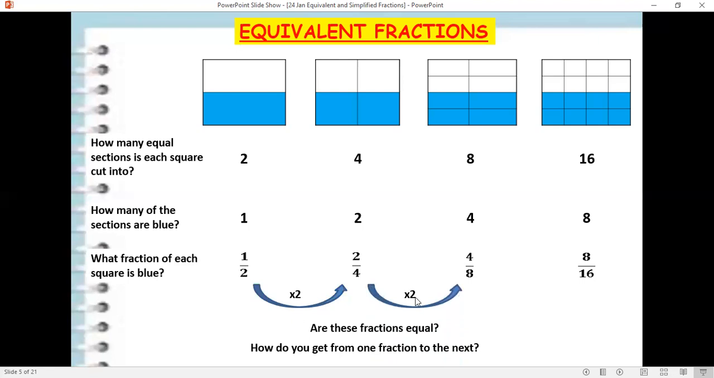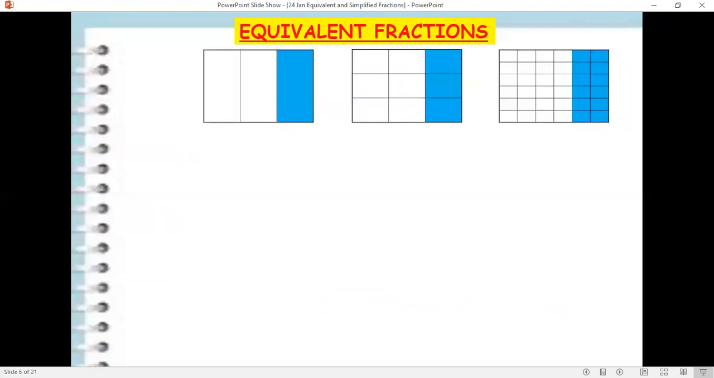Same thing is true with this. 2 times 2 is 4. 4 times 2 is 8. Or we can say 1 times 4 equals 4. 2 times 4 equals 8. Same thing in here. 4 times 2 is 8. 8 times 2 is 16. So when we find the equivalent fraction, we can multiply by the same number, or the same factor, to the numerator and denominator. It should be the same.